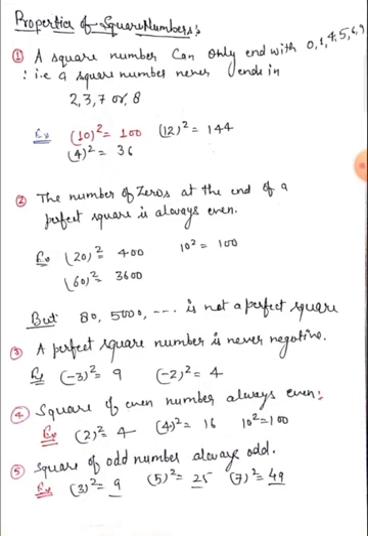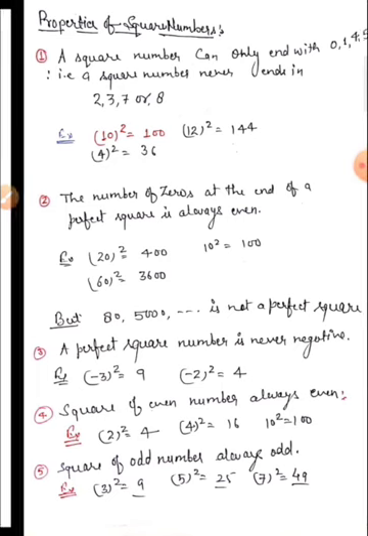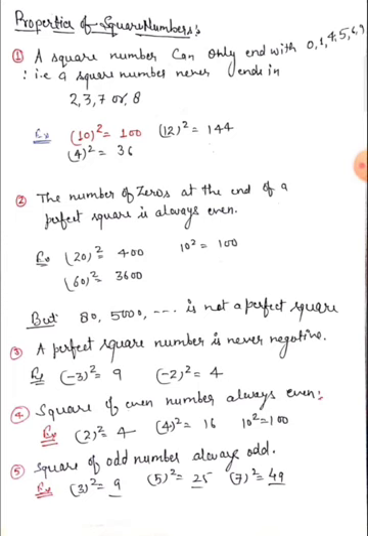Properties of square. Here are some important properties, and these are very important. So look here, what are the types of property of squares. First, a square number can be only in, this is very important, but sometimes we get some numbers that are not perfect squares. A square number can only end with 0, 1, 4, 5, 6 and 9.